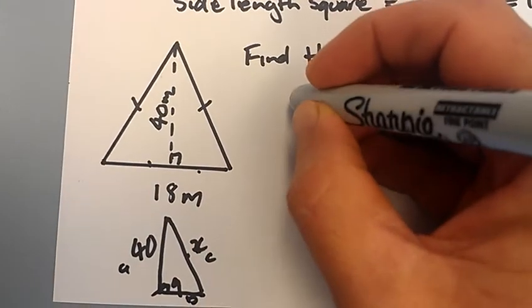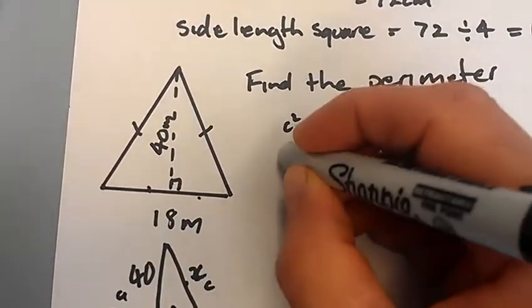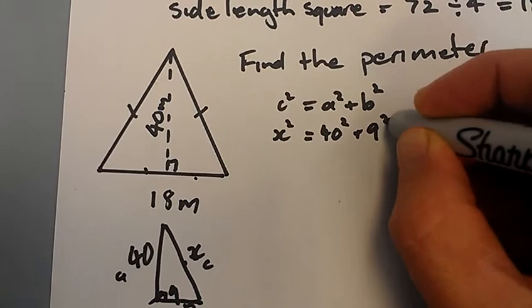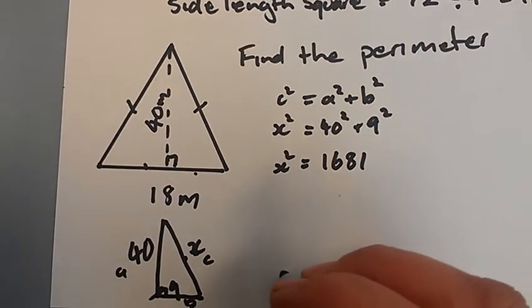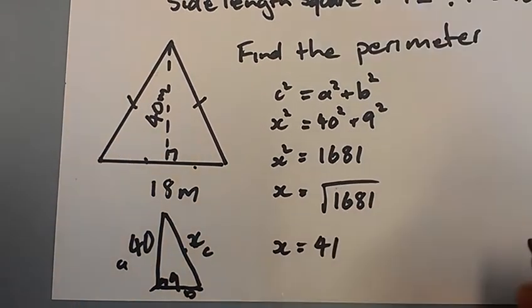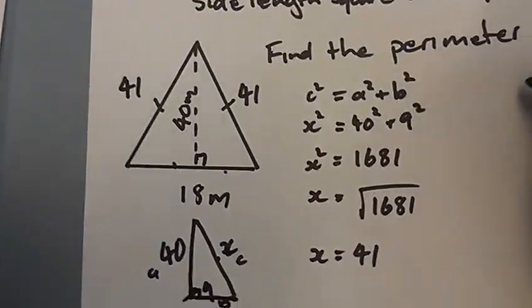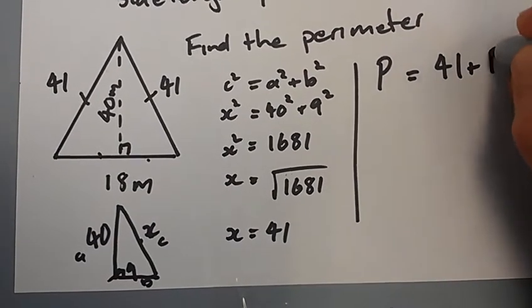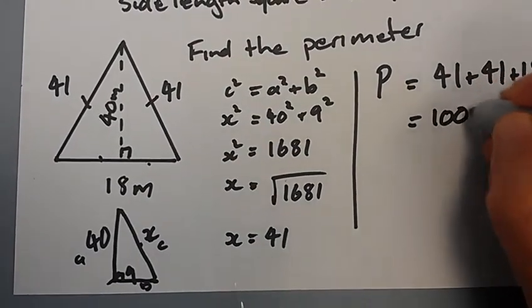And so I'll say, well, C squared is equal to A squared plus B squared. That working out we need to show. In this case, the hypotenuse is X. A I've said is 40 and B is 9. So I get X squared is equal to 1681 when I do that. So X must be equal to the square root of 1681. X will equal 41. So using this, I now have these two sides here, which is what I needed to find my perimeter. And so my perimeter is simply going to be equal to 41 plus 41 plus 18. So I get 82 plus 18 is 100 metres.